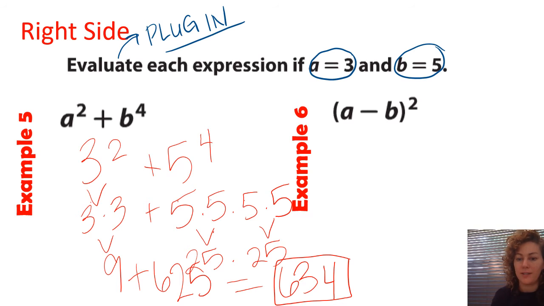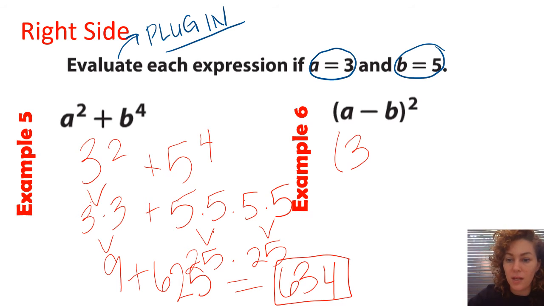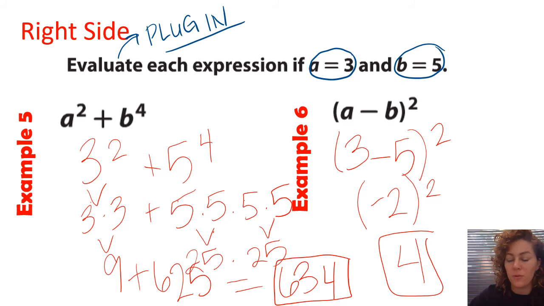Okay, for example 6, I'm going to plug in a equals 3 and b equals 5. So 3 minus 5 squared. So I get negative 2 squared, which gives me positive 4. Negative 2 times negative 2, which is positive 4, as my answer.